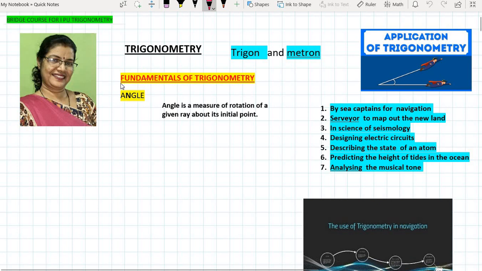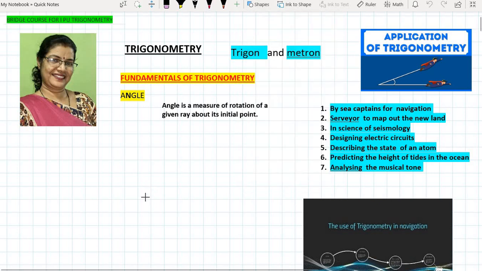So today we'll learn a few basics related to trigonometry. We'll consider the fundamentals of trigonometry. For that, we need knowledge about an angle. So what is an angle? Angle is a measure of rotation of a given ray about its initial point.